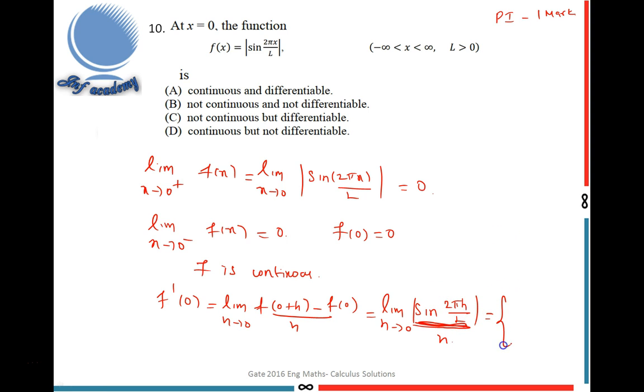Finally I get the values plus 1 for h greater than 0 and minus 1 for h less than 0, since the modulus function is available. So the two side limits are not equal. F is not differentiable at x equal to 0. So the final answer is option D.